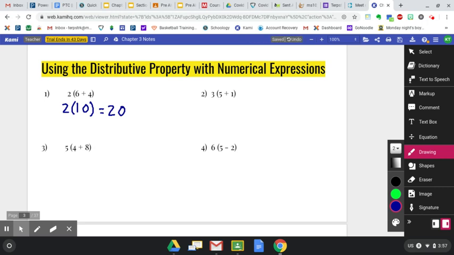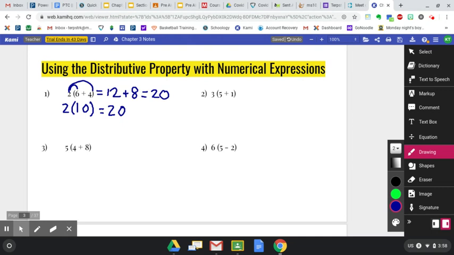The distributive property allows us to take the number on the outside of the parentheses and multiply each term inside the parentheses. So another way to do that, and we'll talk about equivalent expressions, I could take 2 times 6 and get 12, and 2 times a positive 4 to get a positive 8, right? So this expression and this expression are equivalent, and both of them are equivalent to 20. So you can see that either way will arrive at the same solution.